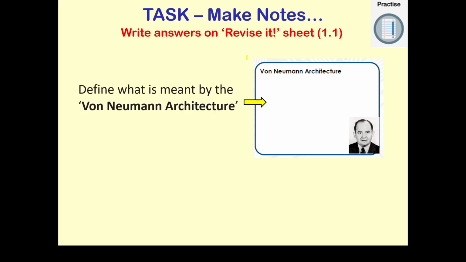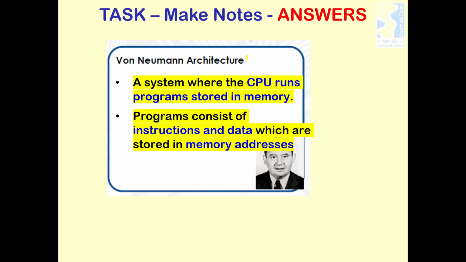Okay, checking your answers on the next part of the video. A system where the CPU runs programs stored in memory. Programs consist of instructions and data which are stored in memory addresses in your RAM where they are fetched from. Check your answers, please. Improve, add to, and let's move on.